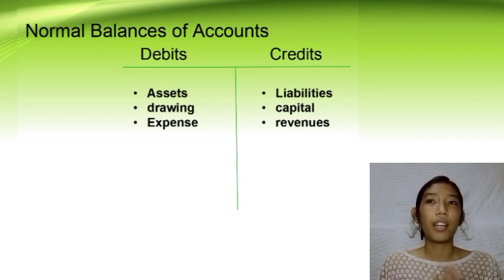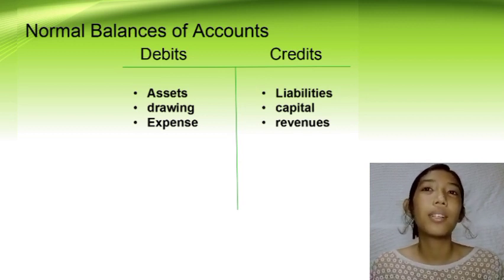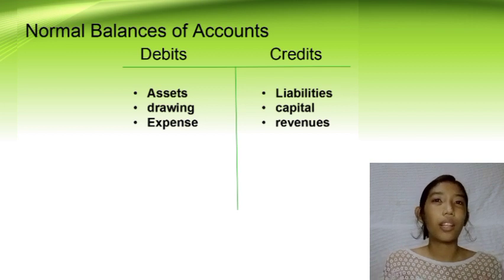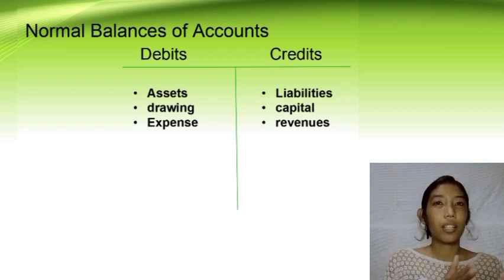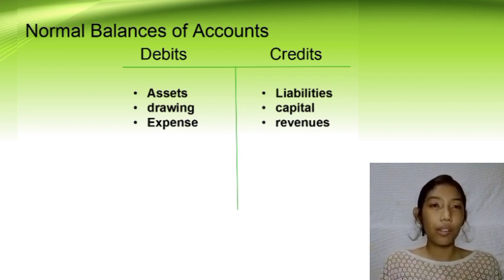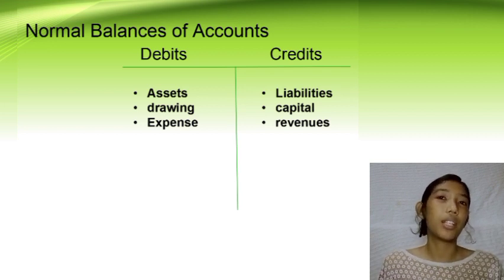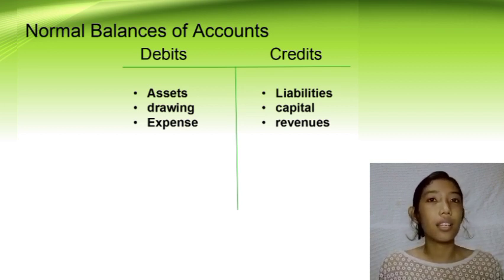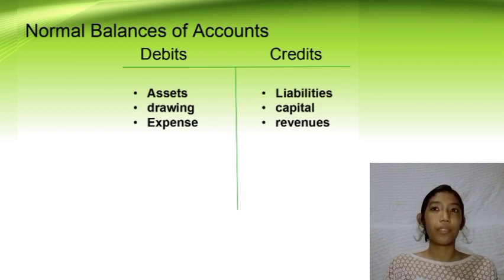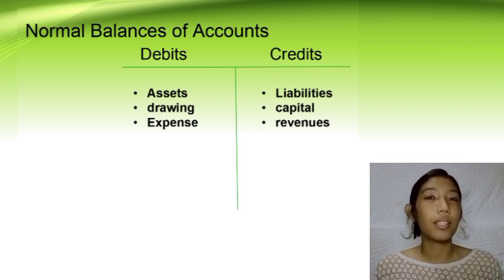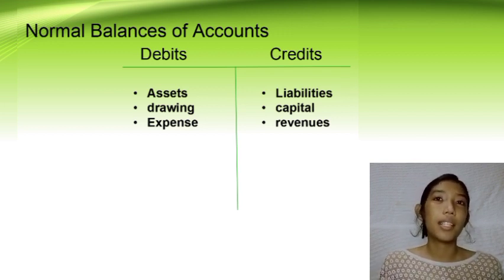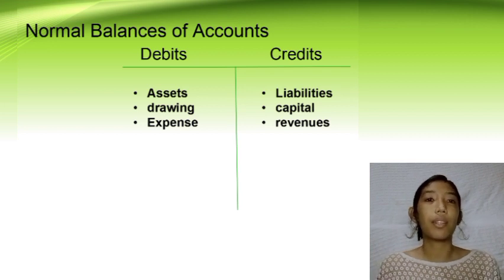So, we have here this T account on the screen right now. Debits go over on the left and credits go on the right. There are three different types of accounts that will increase with a debit, which are the asset, drawing, and expense, while liabilities, capital, and revenue increase with credits.